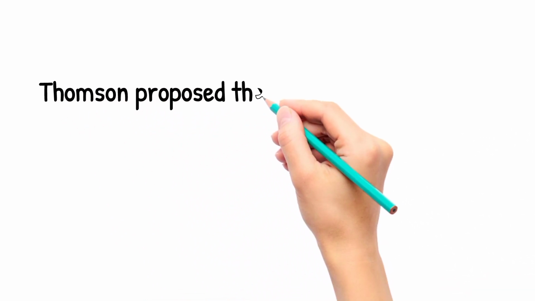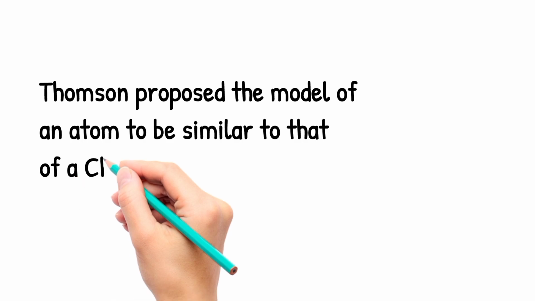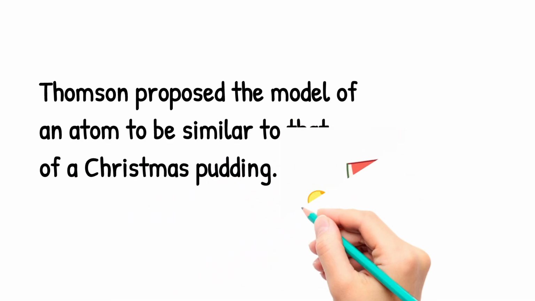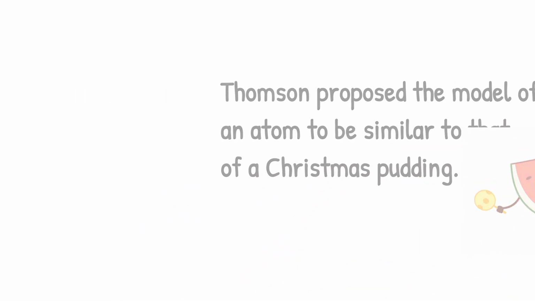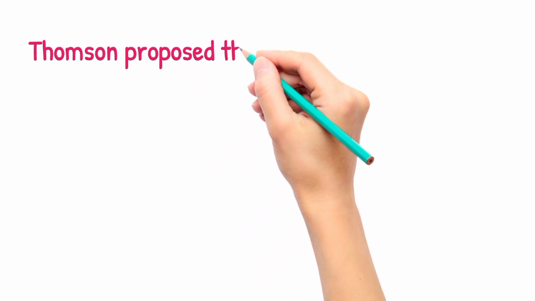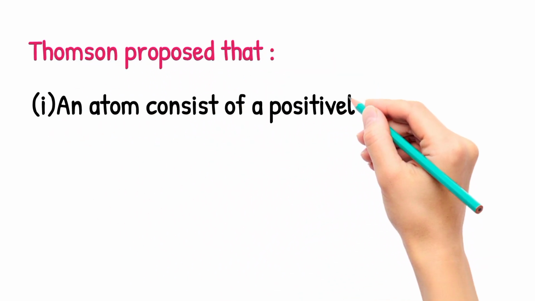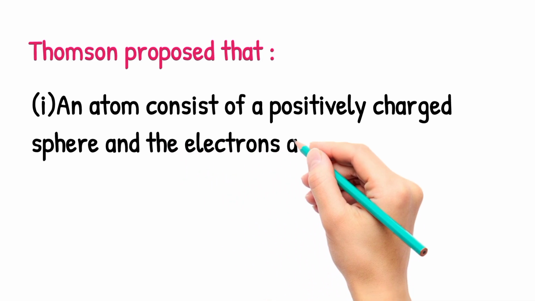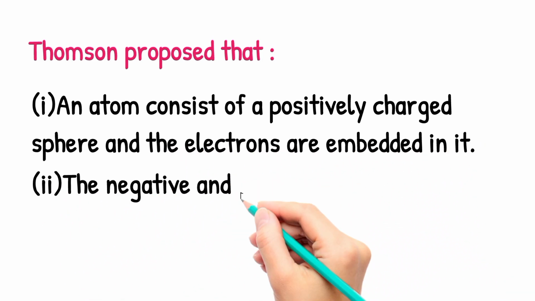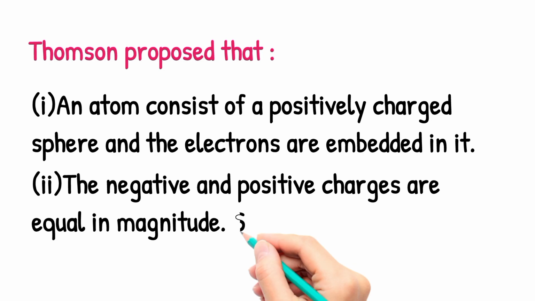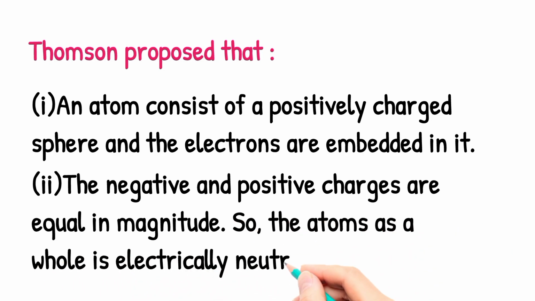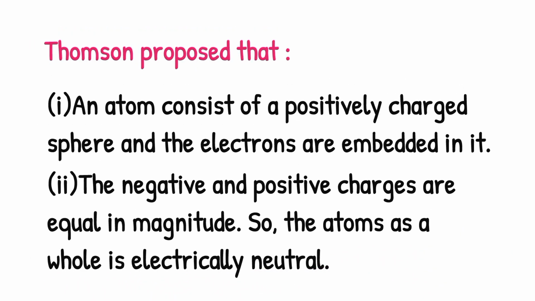Thomson proposed the model of an atom to be similar to that of a Christmas pudding. He proposed that an atom consists of a positively charged sphere and the electrons are embedded in it. Secondly, the negative and the positive charges are equal in magnitude, so the atom as a whole is electrically neutral.